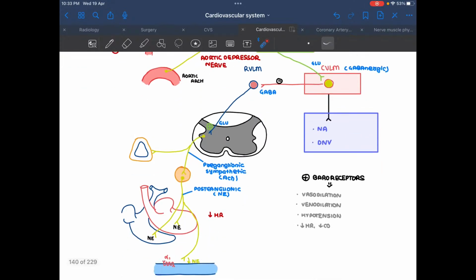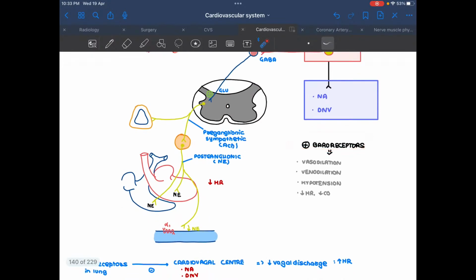And what are the effects that I will get? So whenever the baroreceptors are stimulated, I'm going to see a couple of things. First thing, the heart rate is going to decrease, the cardiac output is going to decrease. We might even have hypertension, okay, but that's not the right thing. Hypertension is not there. We can have venodilation and vasodilation because our sympathetic nerve fibers are also modulating your activity in your blood vessels as well.